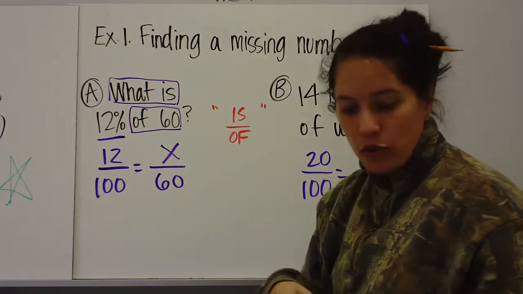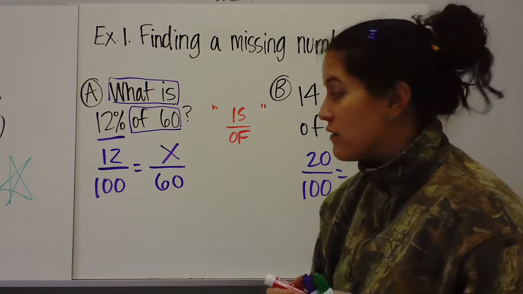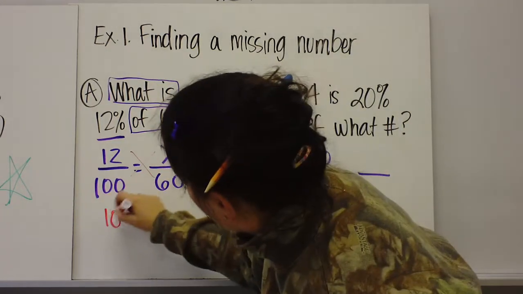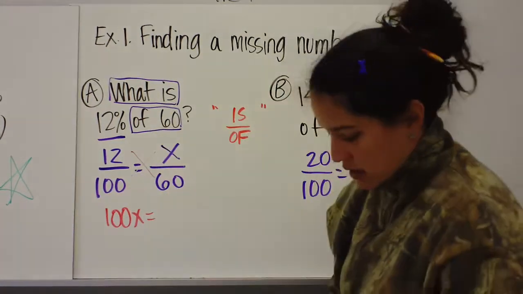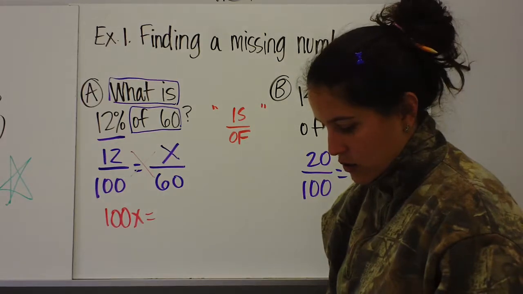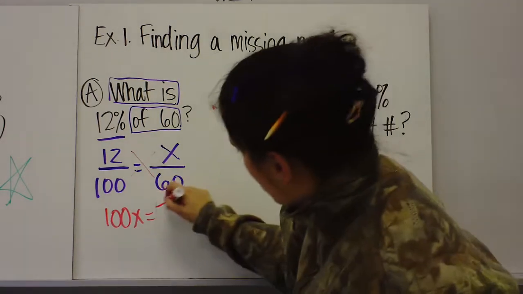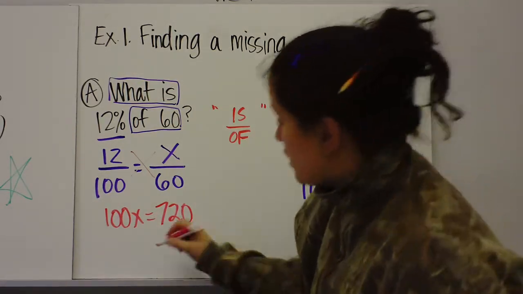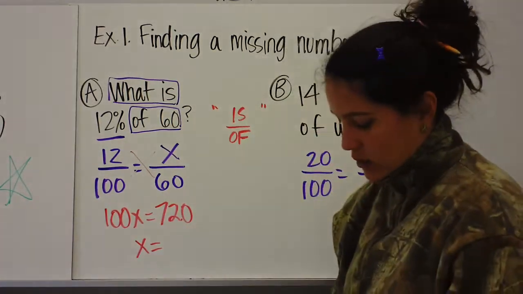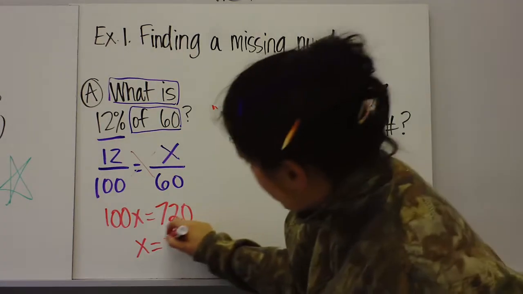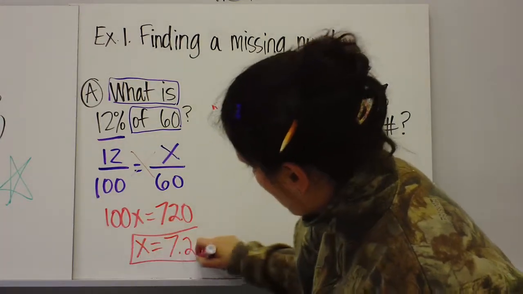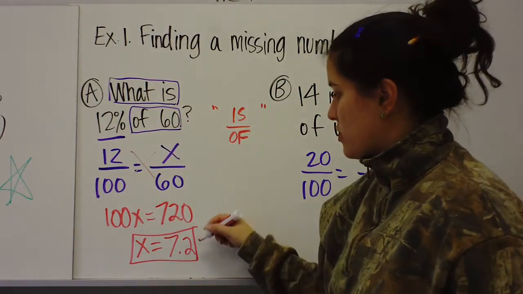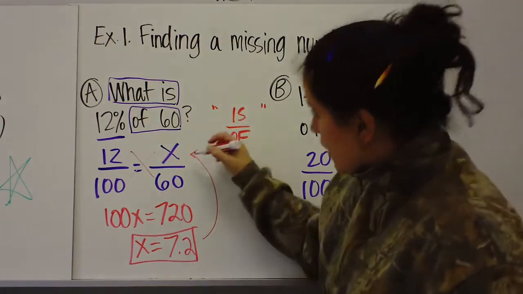So now I have a proportion. If you've forgotten, you cross multiply and then divide. So we're going to cross multiply, and we get 100x equals 12 times 60, 720. And then you divide both sides by 100, and x equals 7.2. So that means 12% of 60 is 7.2.